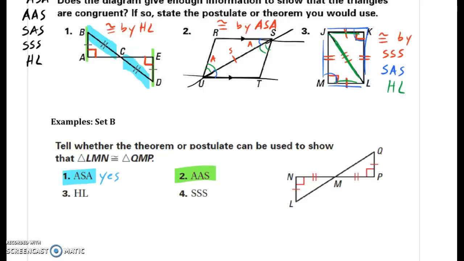Number 2, angle, angle, side. We know vertical angles. We know this angle. So far that's angle, angle, and we're going to ignore this piece here. And we're going to use this one. Therefore it is angle, angle, side. So yes. Alright, clear it again.